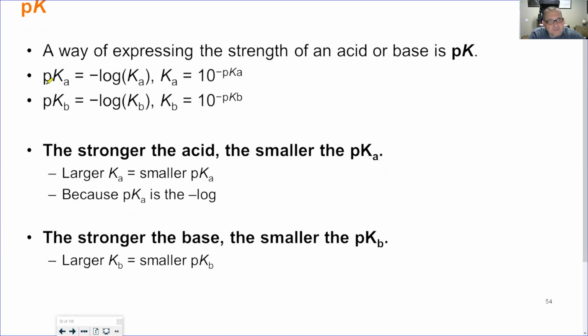A way that we express those is we take that same P function now of the Ka or the Kb. So the pKa is the negative log base 10 of the Ka. The pKb is equal to the negative log base 10 of the Kb. And if we want to undo that, if we know what the pKa is and want to know what Ka or Kb is, it's the negative antilog of the pKa or the negative antilog of the pKb.